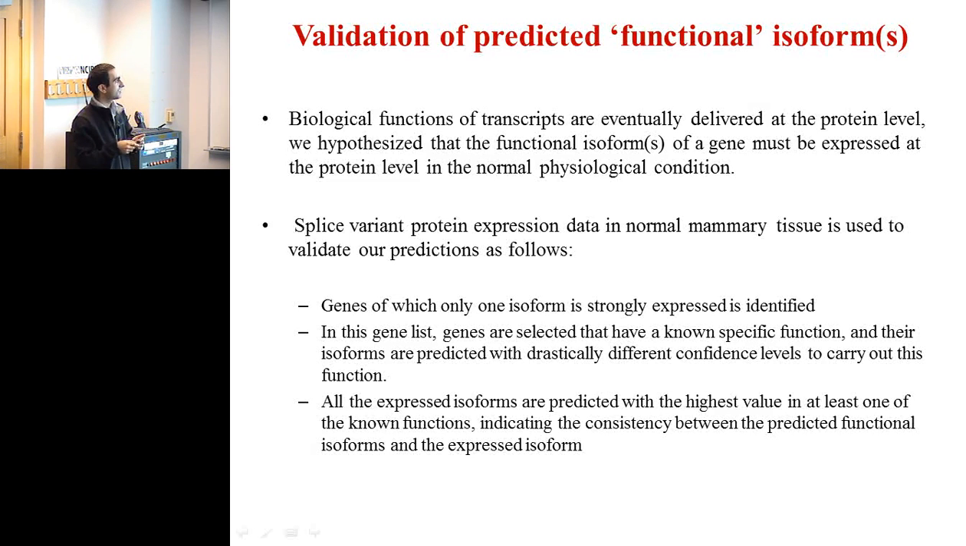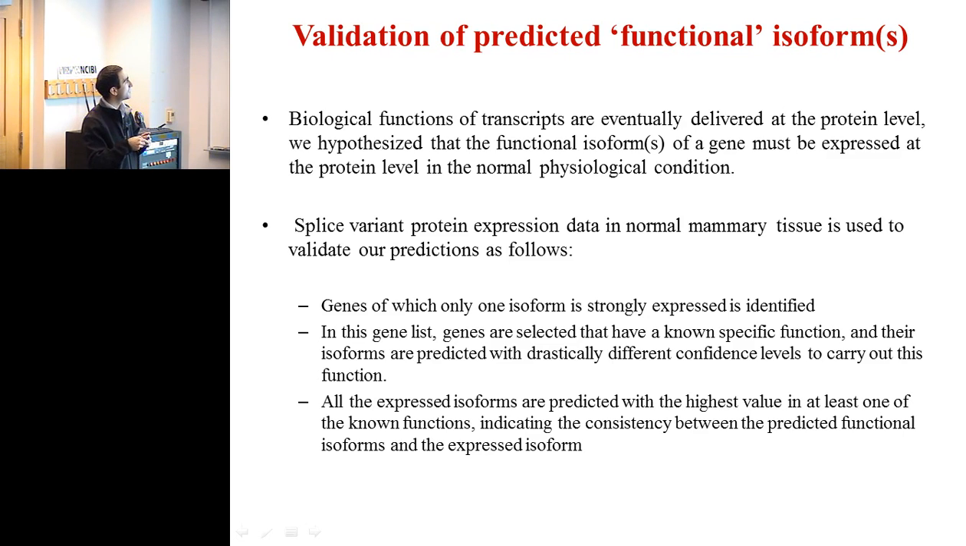So the idea is that if a transcript is functional, then at the protein level we should be able to see it in the tissue. We first identified the isoforms which are strongly expressed, and among those genes, we chose the ones that have a known function and whose isoforms are predicted with drastically different confidence levels to carry out this known function. All the expressed isoforms are predicted with the highest value in at least one of the known functions. So there is a consistency between the predicted functional isoform and the expressed isoform.